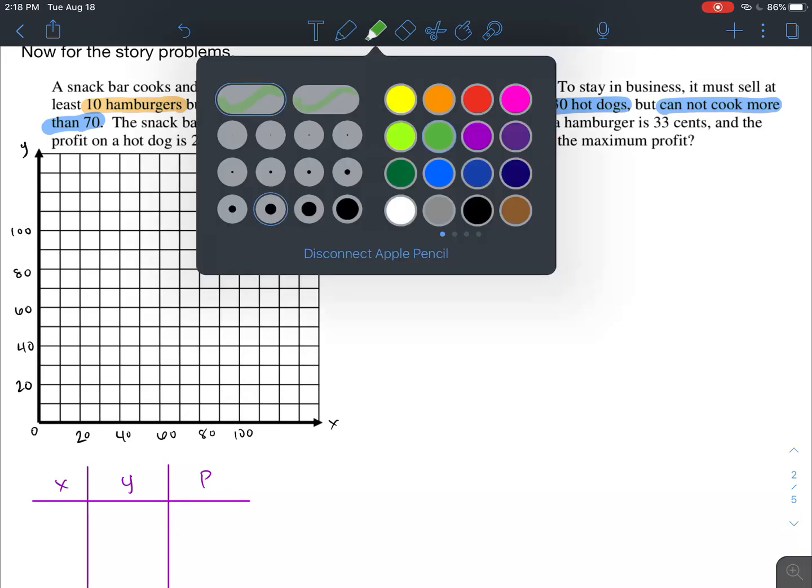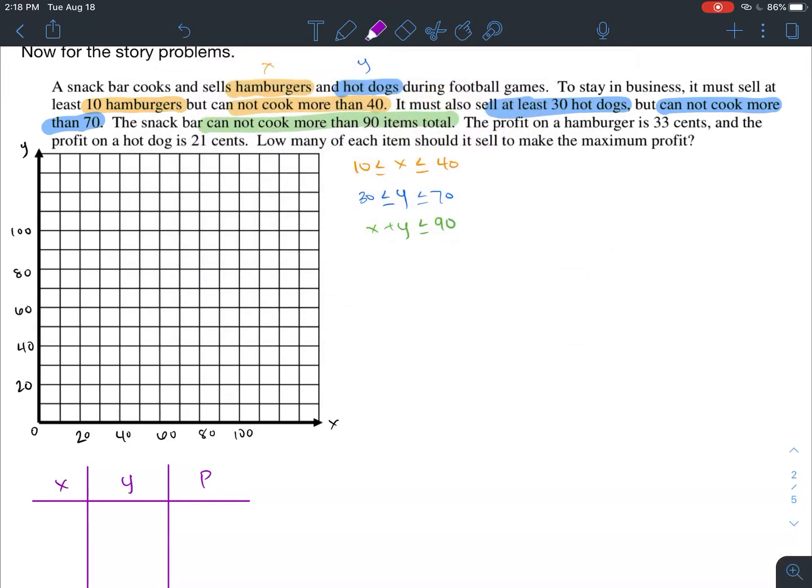Alright, and there's one more thing in here. A profit of a hamburger is 33 cents and a profit of a hot dog is 21 cents. So right there, the profit, that is a third variable. That is our Z variable.